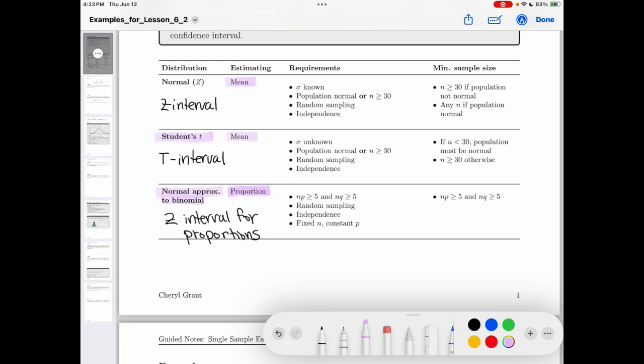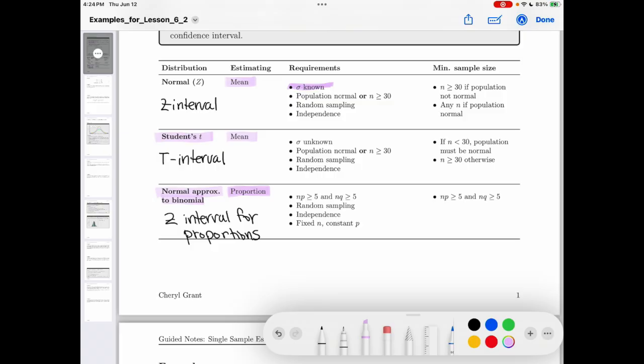Now, let's take a look at the requirements. A z-interval is used when the population standard deviation is known. So that's if you know the population standard deviation. Don't forget there's two kinds of standard deviations. We have the standard deviation that comes from the entire population and the standard deviation that comes from the sample. In real life, it's very rare that we know what the population parameter is. So in real life, you're probably not going to use z-intervals very much.